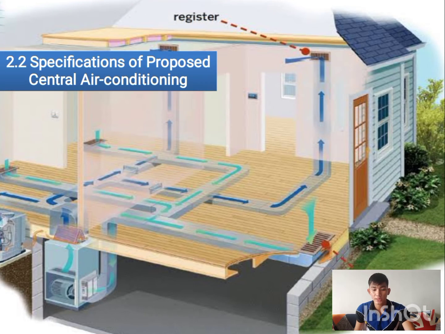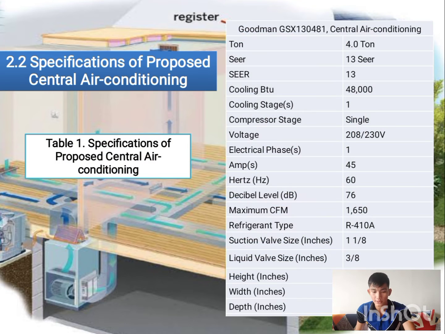So now let's proceed to the specification of a proposed central air conditioning system. As you can see in this table, this is the specification of the proposed central air conditioning. This is the model name, Goodman GSX 130481 central air conditioning system.